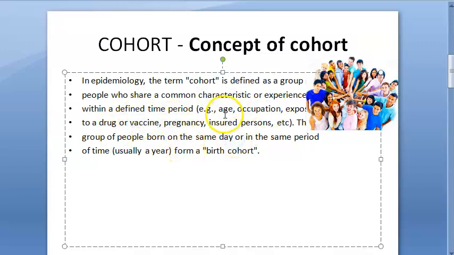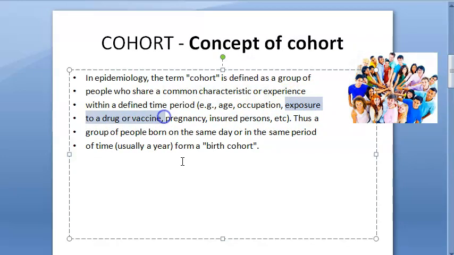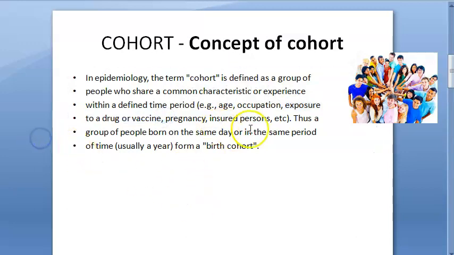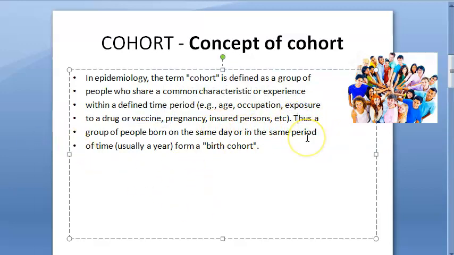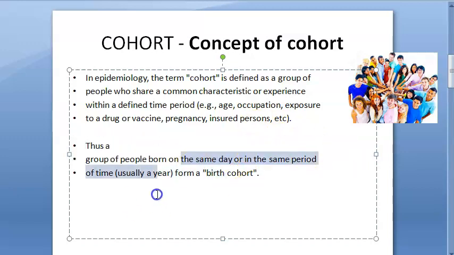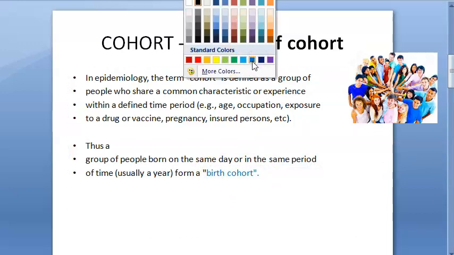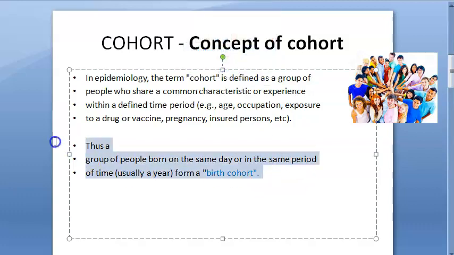People who are of some particular age can be a cohort. They have a particular exposure to something, like they all smoke. They can be a cohort, right? People who are born on the same day or in the same period of time will form a birth cohort. So there is something called a birth cohort also. Birth cohort means they are all born in the same time period, maybe the same year or something.